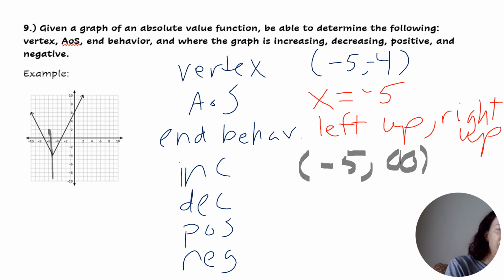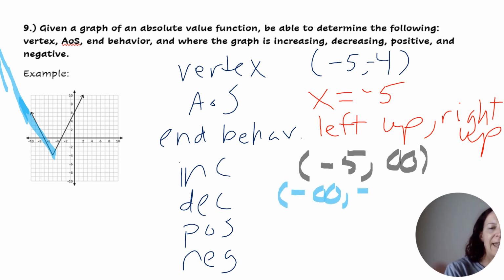Decreasing is going to be where it is heading down. Don't let that arrow throw you off. We're moving across the graph from left to right, so from left to right, that's going down. Now it's going down from time eternity, forever, way out there. So it starts going down way out here at -infinity and it stops when it gets to that -5. Again, remember that you're referencing that by the x coordinate.